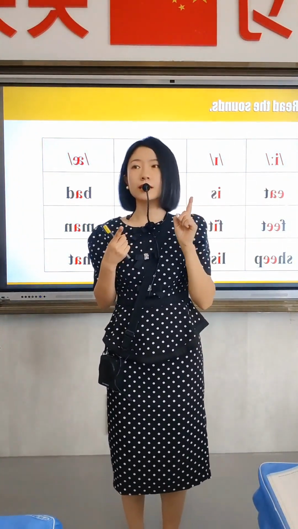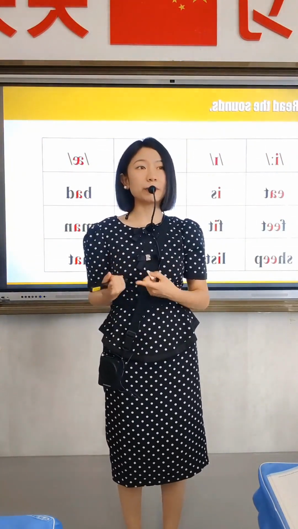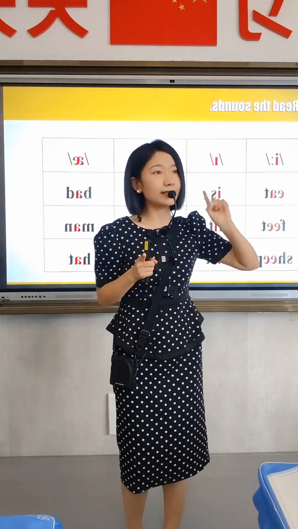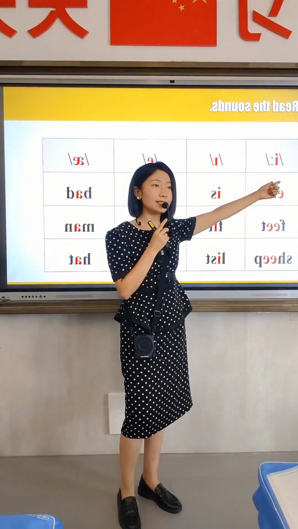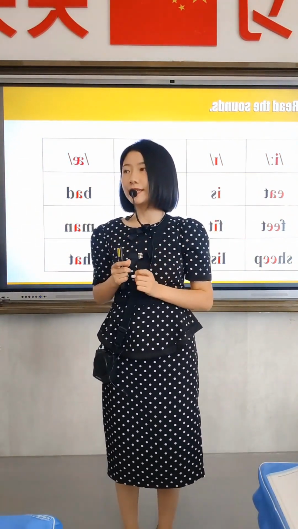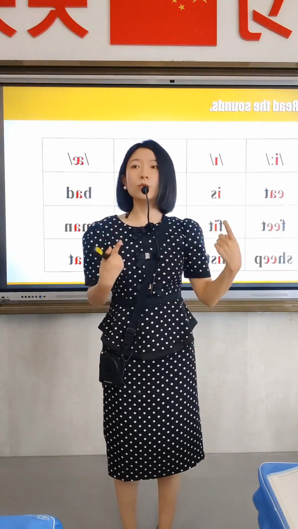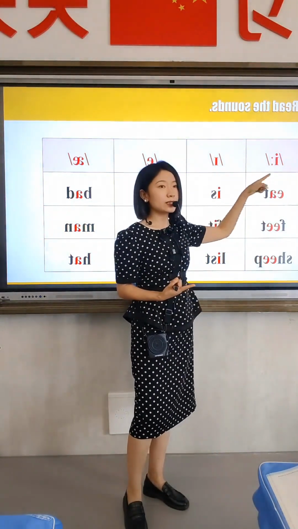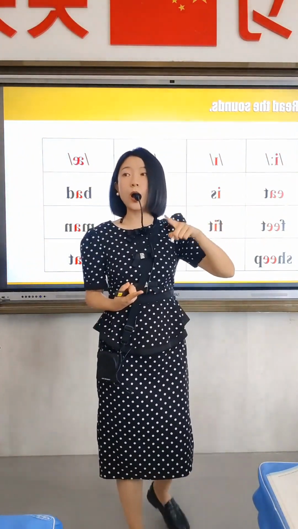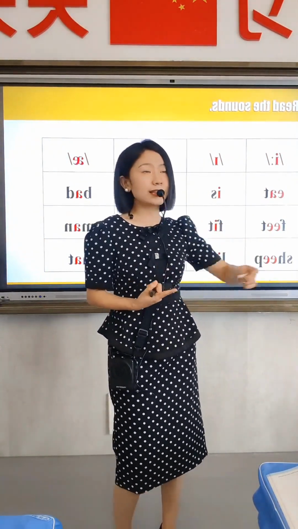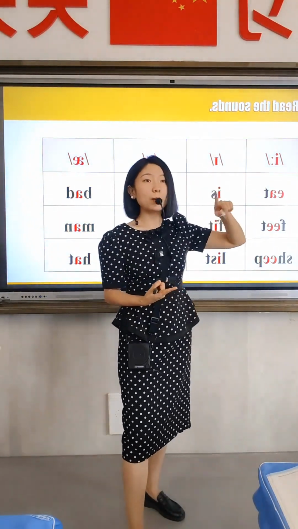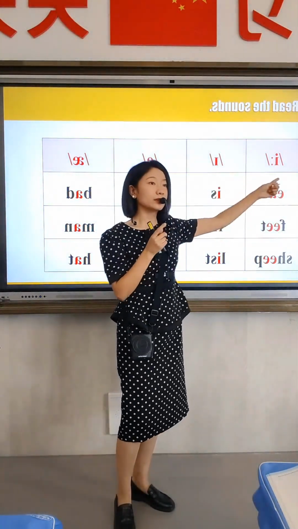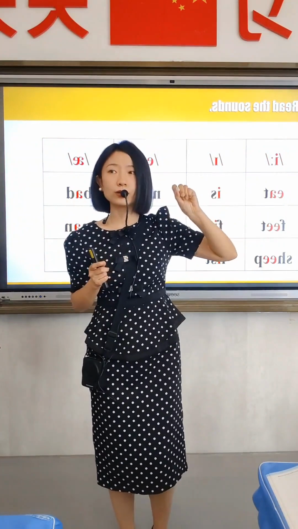Now what about the word piece? A piece of. When you see I-E, it also says E. What about the word key? E-Y. Yes, when you see E-Y, it also says E. So for all the letters, there are some common combinations that have this sound. Combination. 字母组合，有一些特定的字母组合呢，它发某一个特定的音。Okay, now let's write all the combinations down.